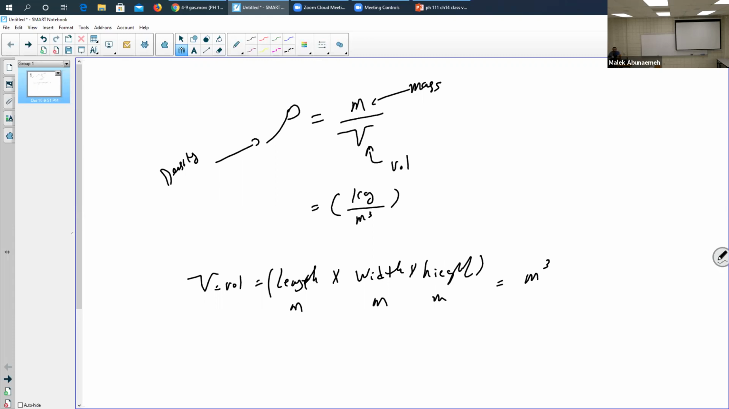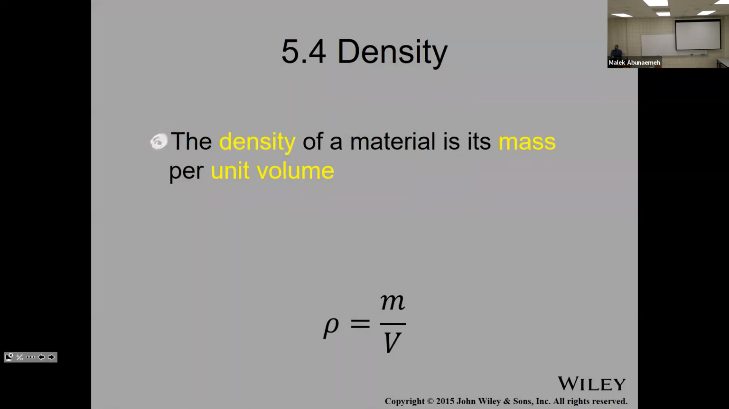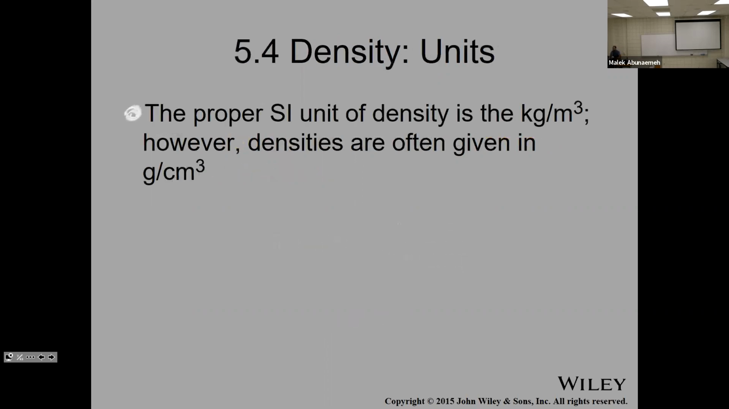Now, let's go back to our little slides. So your density of the material is your mass per unit volume. And because it's your mass per unit volume, your mass is in kilograms, your volume is in meter cube, so it's usually in kilogram per meter cube. Now, often densities are given as gram per centimeter cube as well.